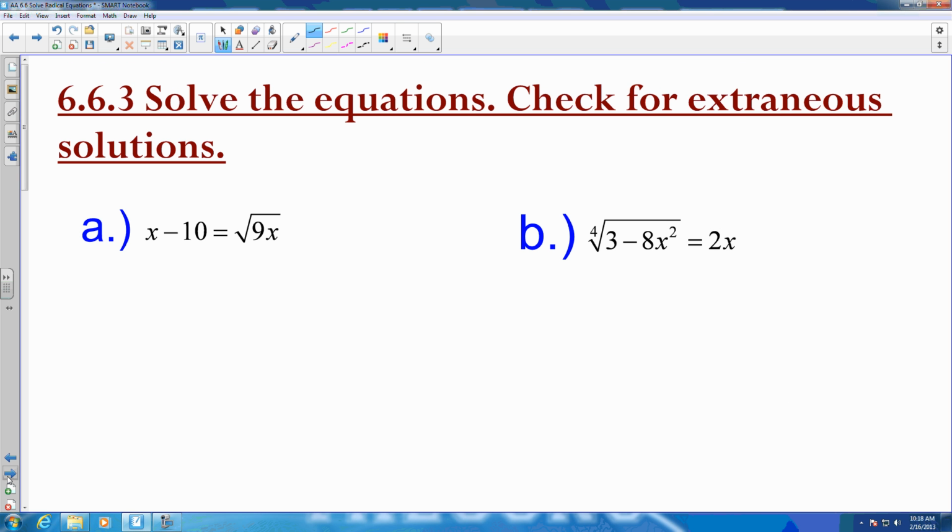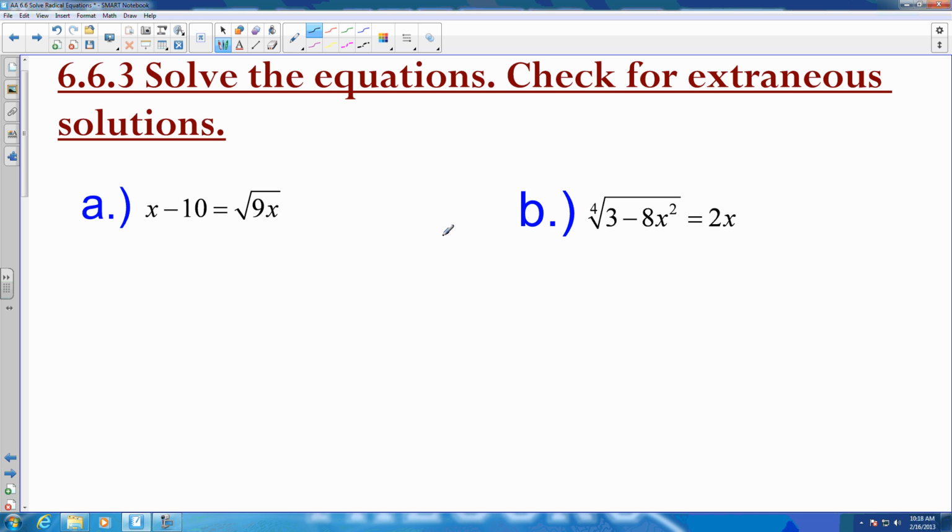Here, I have equations with square roots with a variable both in the square root and outside of the square root. So it is very important here to check for your solutions. Okay, so here I got the square root isolated, so I'm just going to square both sides.